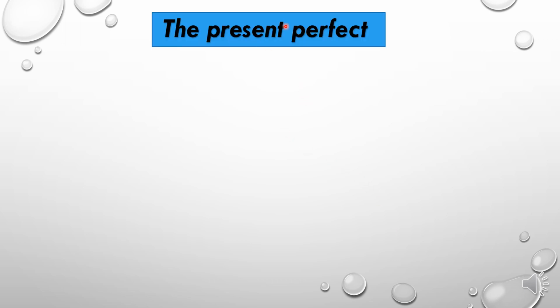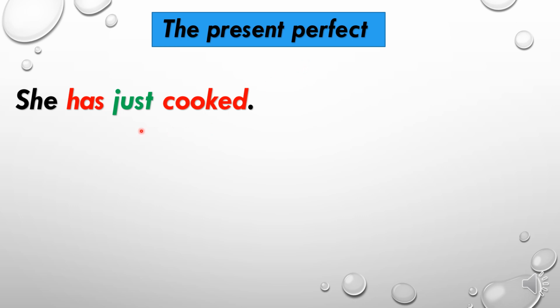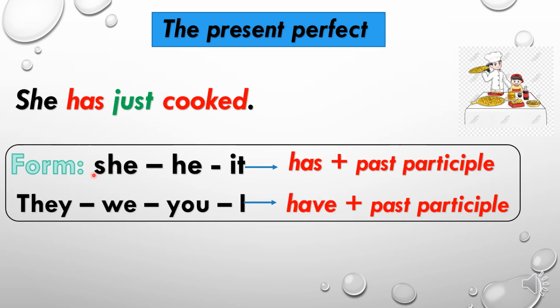The present perfect, المضارع التام. She has just cooked. هي طبخت للتو. The form of this tense بتركب من إيش؟ عندي she وهي و it بياخدوا has plus the past participle. But they, we, you and I بياخدوا إيش؟ have plus the past participle. So the difference here is between has and have.